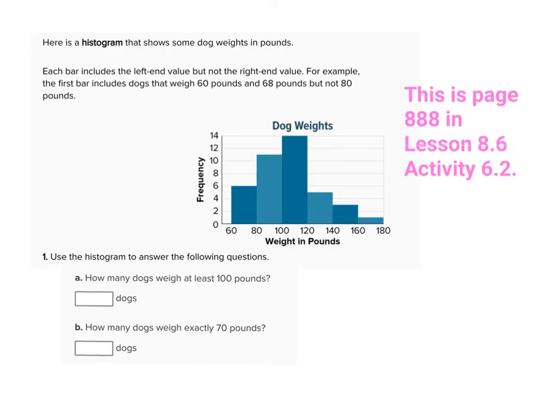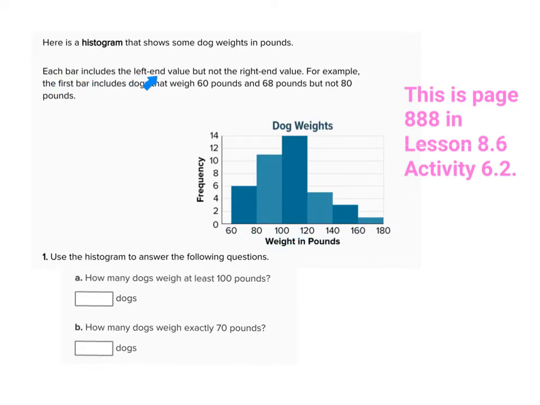All right, to get started, what we have is a histogram that shows some dog weights in pounds. What's a histogram? Well, as you can see down here, a histogram looks like a bar chart. What's different about it from the bar charts you've seen before is that we have numbers down here. So not categories like colors like red or blue or green, but numbers. We still have frequencies going on the y-axis, how many dogs, because we're talking about dog weights here, but we have numbers down here. So that's what a histogram is. It looks like a bar chart, but we have numbers on the horizontal axis.